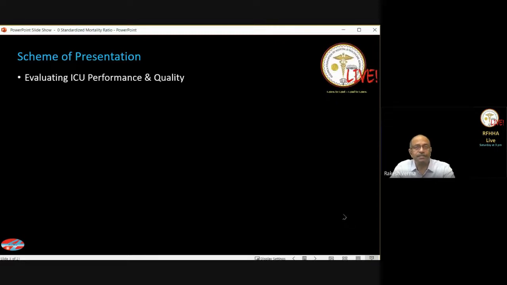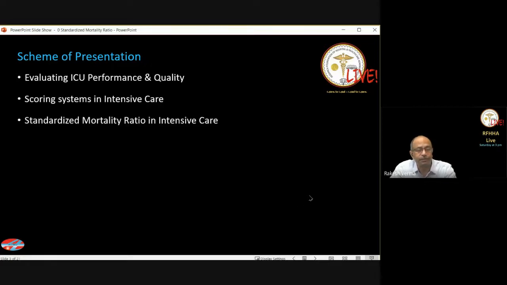So the scheme of presentation of today's session will be like this. We will talk about why and how ICU performance and quality measurement is important. We will look at some of the scoring systems which are there in intensive care. Now, we are not going into the nitty-gritties of the scoring systems because this is beyond the scope of today's session, but we will be talking about scoring systems, at least the ones which are in common use, and then we will talk about the standardized mortality ratio in intensive care as is required to be implemented.